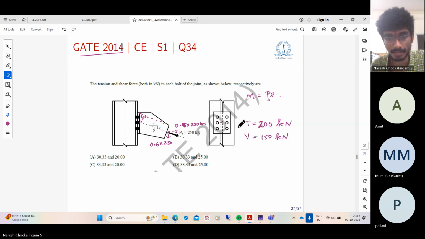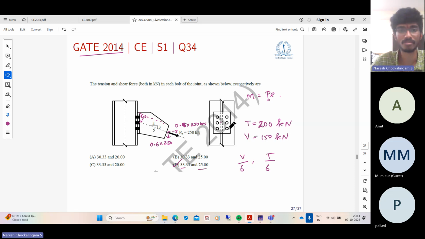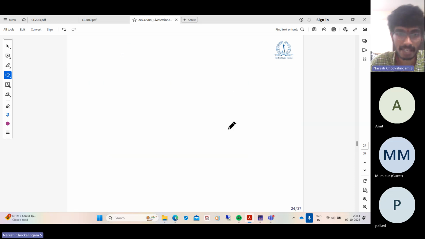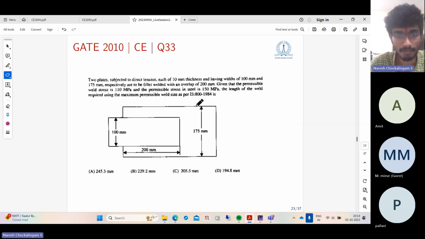So the shear per bolt will be V by 6 and the tension per bolt will be T by 6. So 200 by 6 is 33.3. 150 by 6 is 25 kilonewtons. So this will be the right option. The welded connection, we'll take it up in the next class. That is also a simple problem. But again, this is as per the working stress method. We'll do a limit state solution in the next discussion.